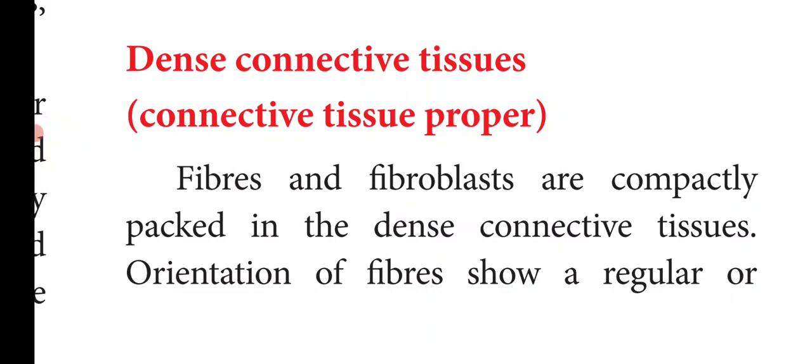In the dense connective tissues, the fibers and fibroblasts are compactly packed, hence the name dense connective tissues. That is, the fibroblasts and the fibers are compactly packed in the dense connective tissue. And the orientation of fibers shows a regular or irregular pattern, and it is called dense regular and dense irregular tissue. When the orientation of fibers shows a regular pattern, it is called dense regular tissue, and when the orientation of fibers shows an irregular pattern, it is called irregular dense connective tissue.